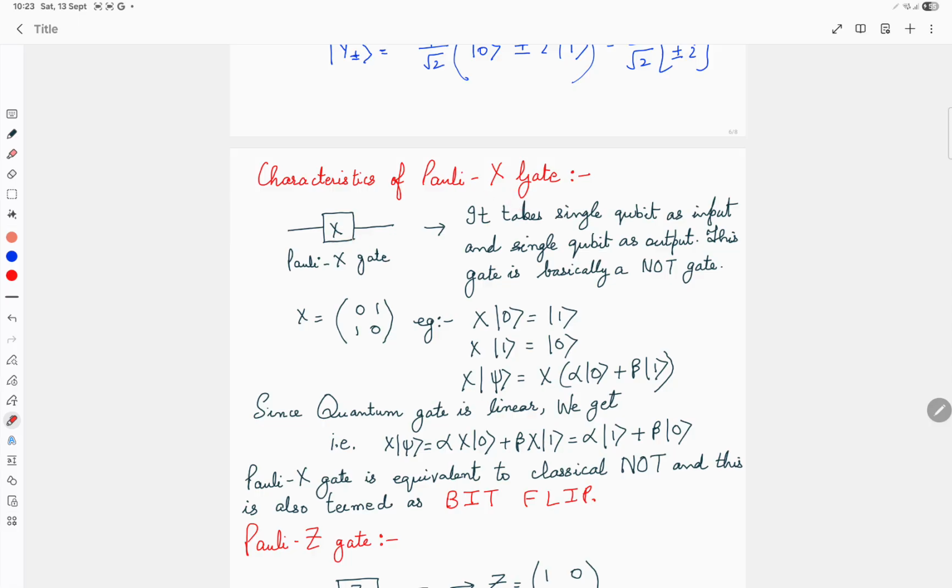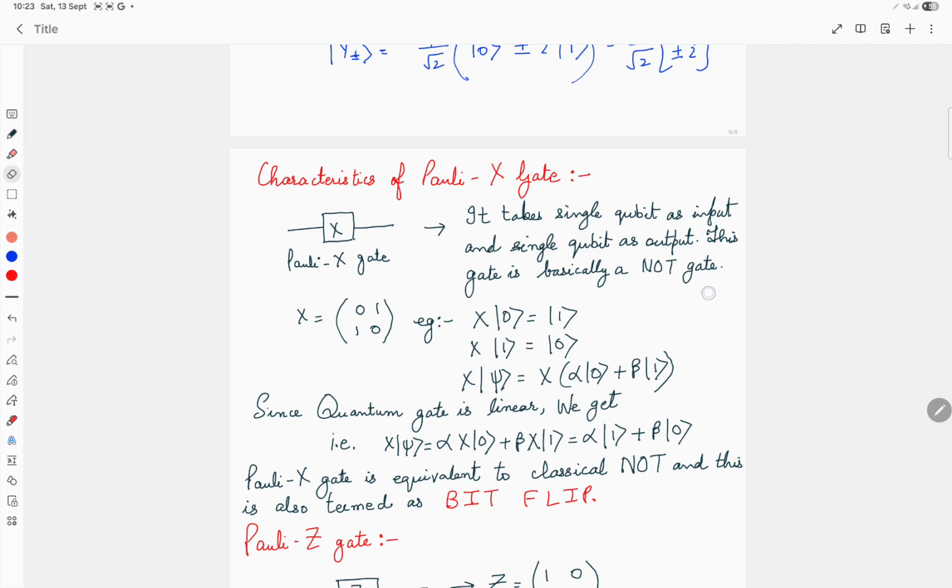Sigma 1 or sigma x will result in a Pauli X gate. This is the X matrix, and this gate basically takes a single qubit as input and outputs a single qubit. This gate is basically a NOT gate. So when you apply the Pauli X gate on ket 0, the output will be ket 1. You can prove this also. How can you prove this? This is 0 1 1 0, the X matrix, and this is ket 0, which is 1 0. If you multiply the two, it will result in ket 1.